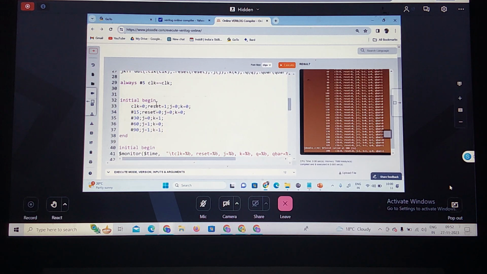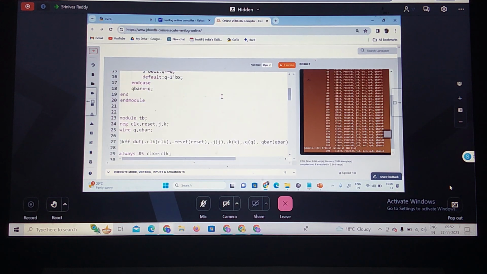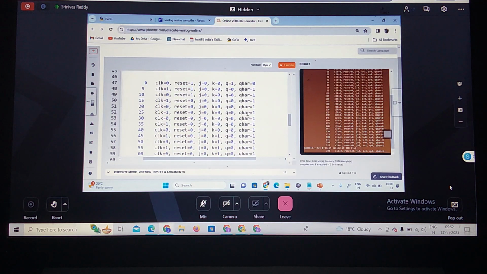You can see this output here, this program here. Reset is equal to 1. What is J0, K0? 0, 0. When reset is 1, J0, K0 is 0, 0. What are we making? Q is equal to 0. Did you understand? Now when the rising edge comes, this is the output. Reset is 1 means Q is 0, Q bar is 1.